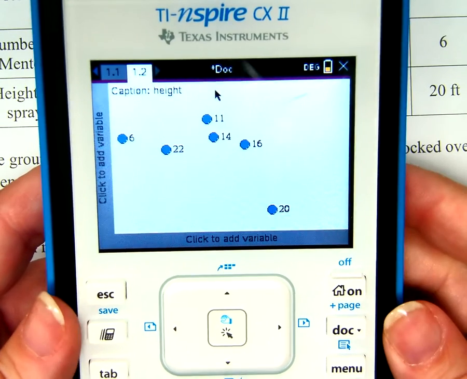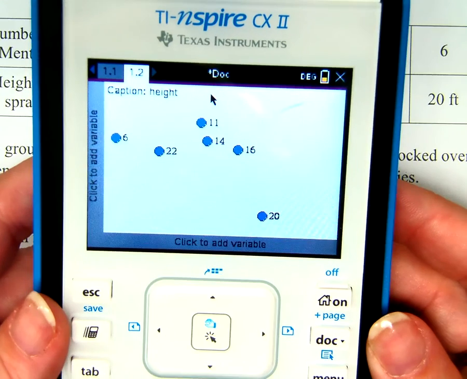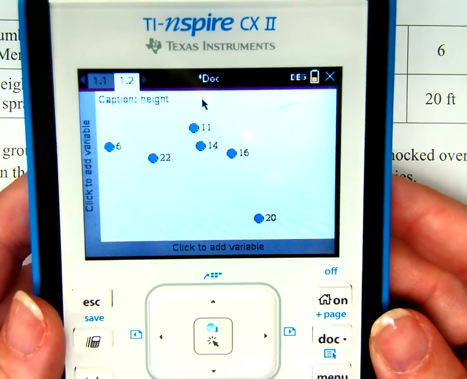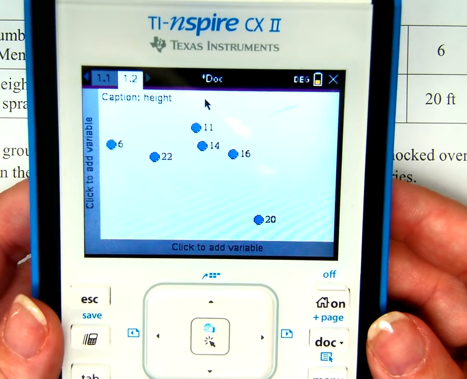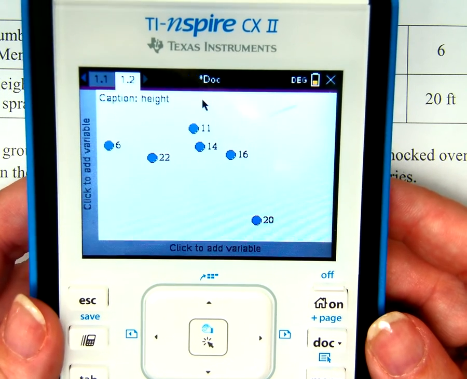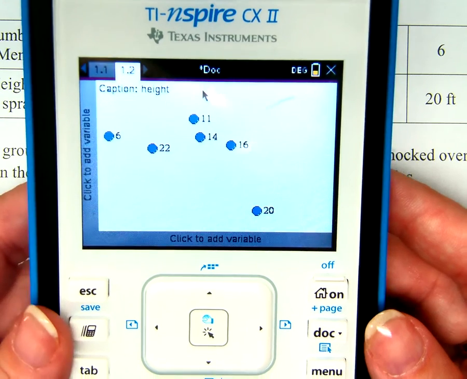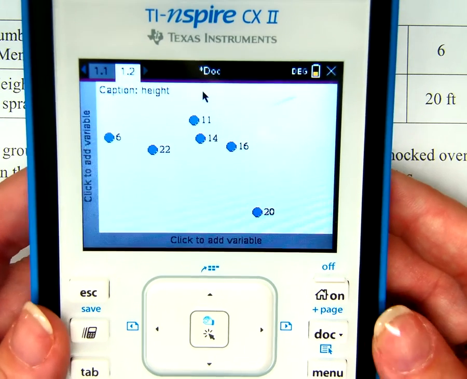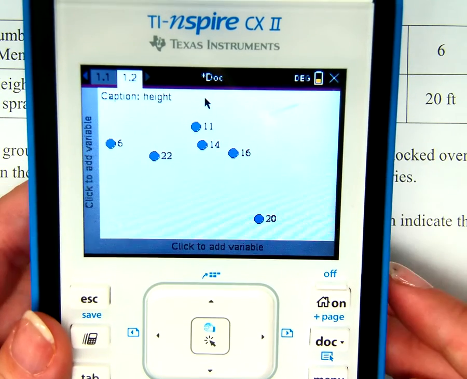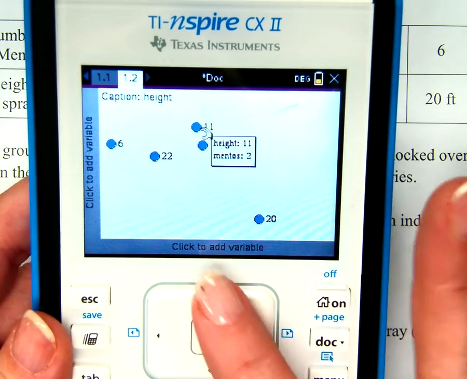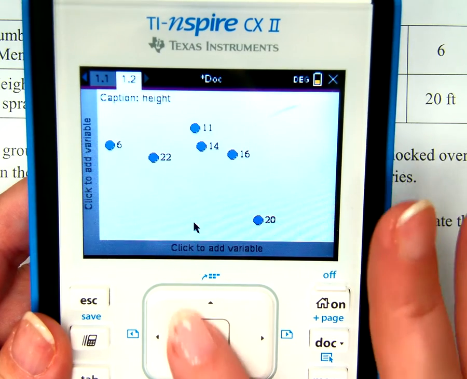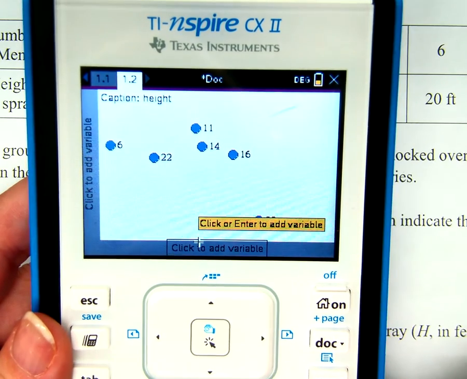Now, if I was a betting woman, and I'm not, I would bet that yours looks different than mine. And that's okay. So don't worry about that if ours look different right now. In a second, they'll look the same, but right now, it's okay if they look different, okay? I need to move my cursor down here, right there.